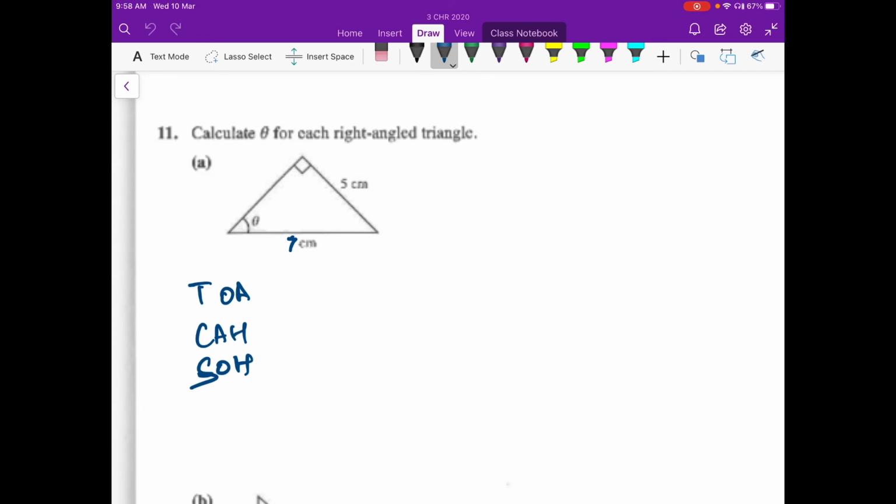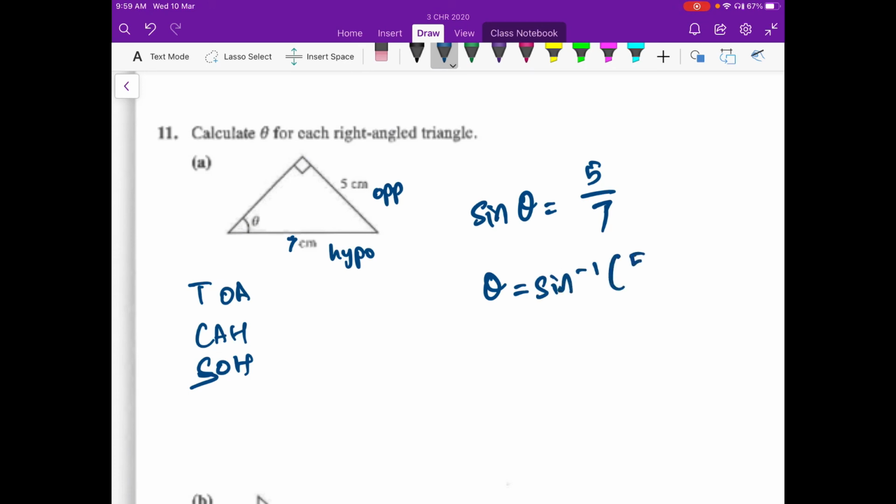Alright, 11a. Base, with reference to the theta, we have our hypotenuse and our opposite. So our trigonometric ratio that we're using will be sine. Sine theta is 5 over 7. So I want to find theta, I need to remove the sine by using sine inverse 5 over 7. This is the presentation that we need.